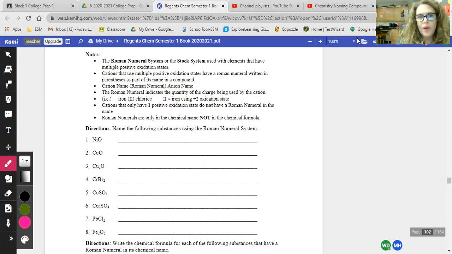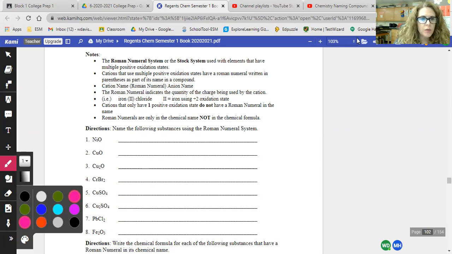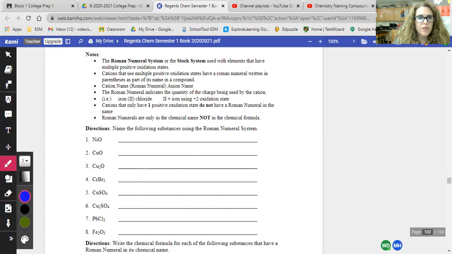So welcome back. All right, we are now on page number 102. Let's switch up colors just for fun. All right, this is page number 102 from your notes book. All right, so let's get started.